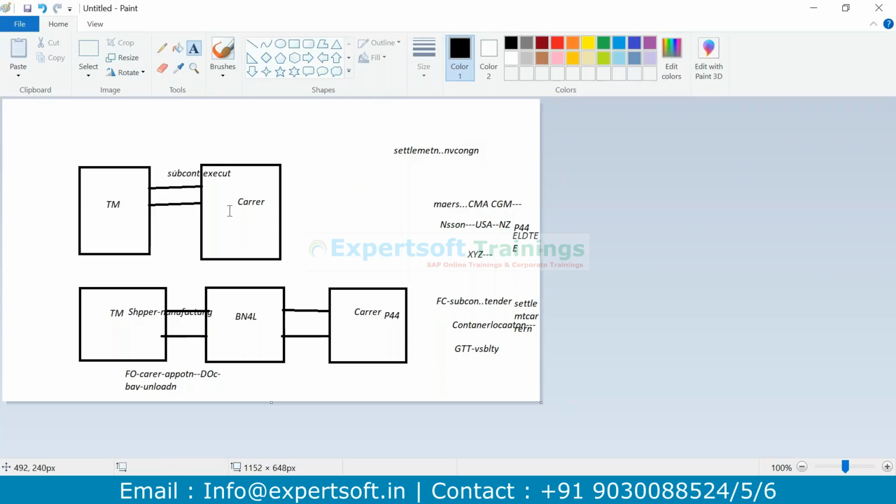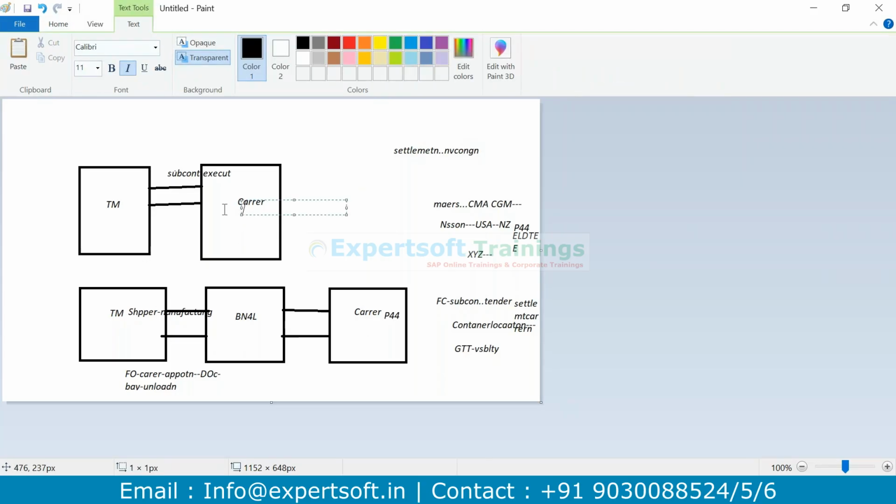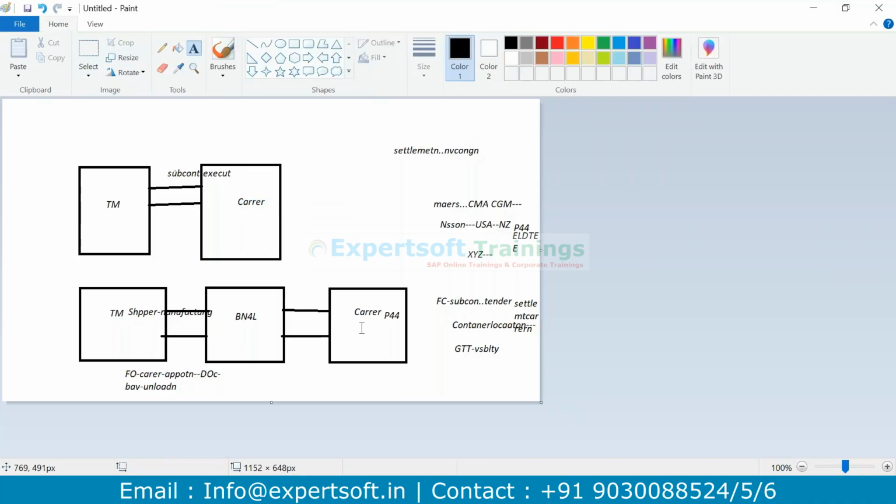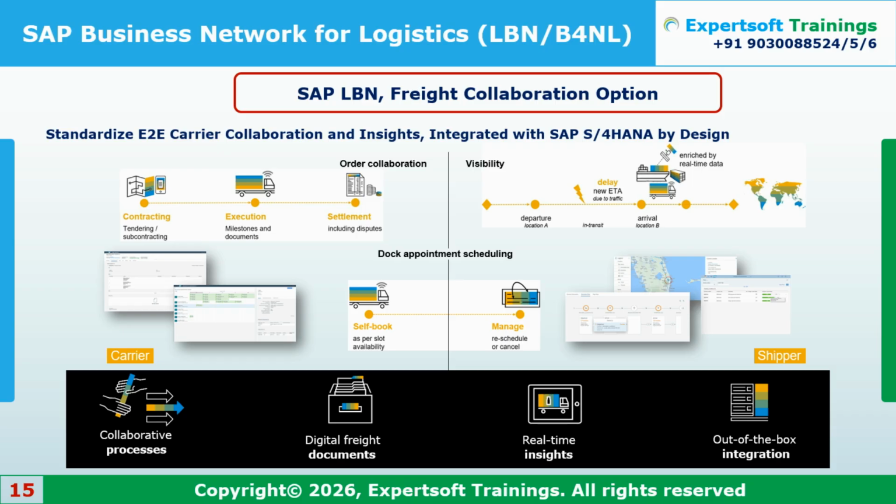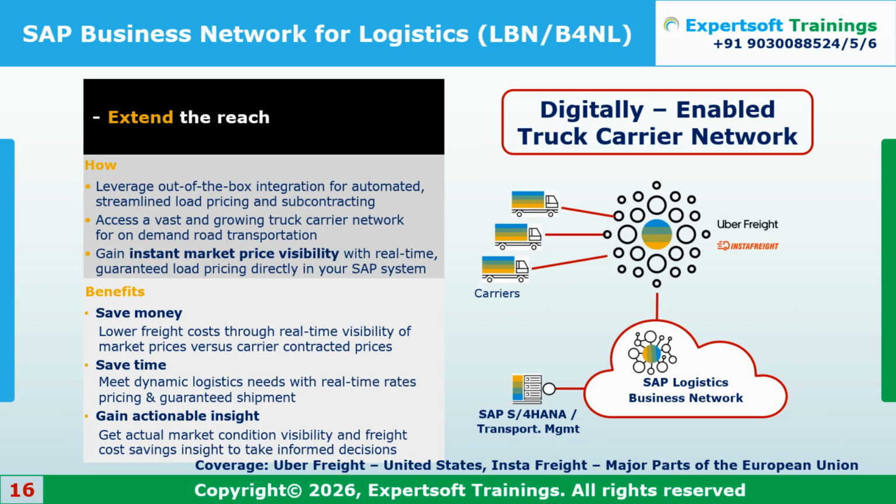Otherwise, in this scenario, the carrier will send a carrier invoice that will be created as a Miro invoice or as a directly integrated carrier invoice on the TM side. But when you use BN4L, from his carrier tenant he can do invoicing that will be reflected in BN4L, and the same carrier invoice is automatically created in the TM system, in the shipper system. So that is also possible with this settlements functionality, where order collaboration settlements are possible and we can see settlements that way too.